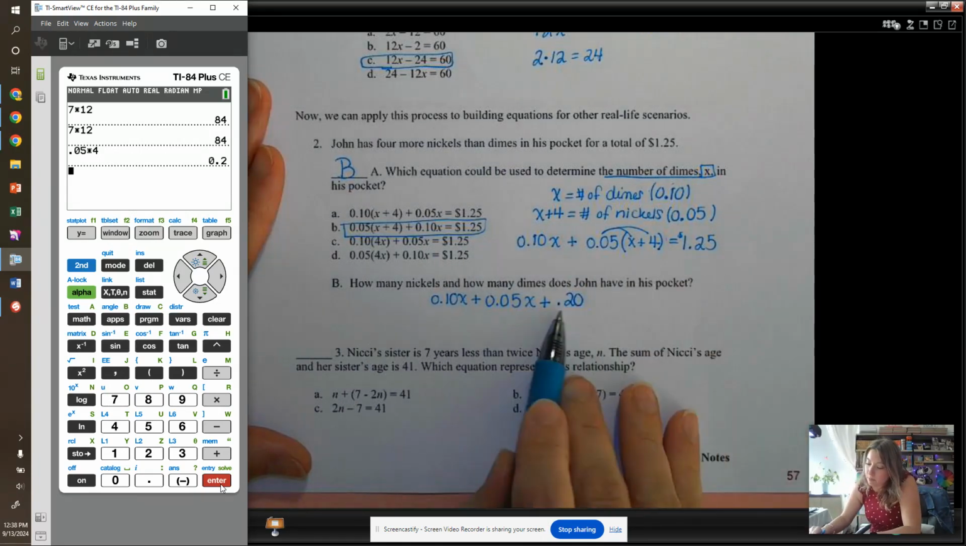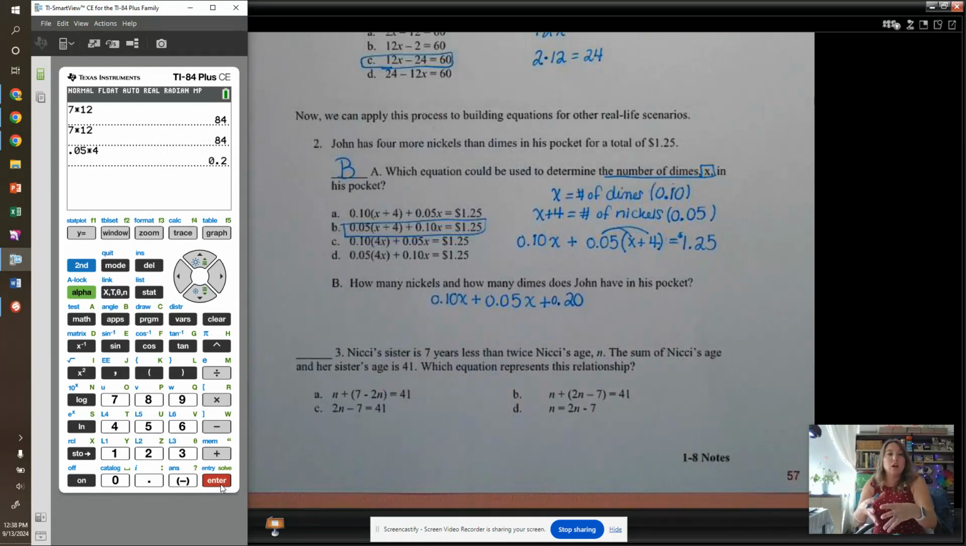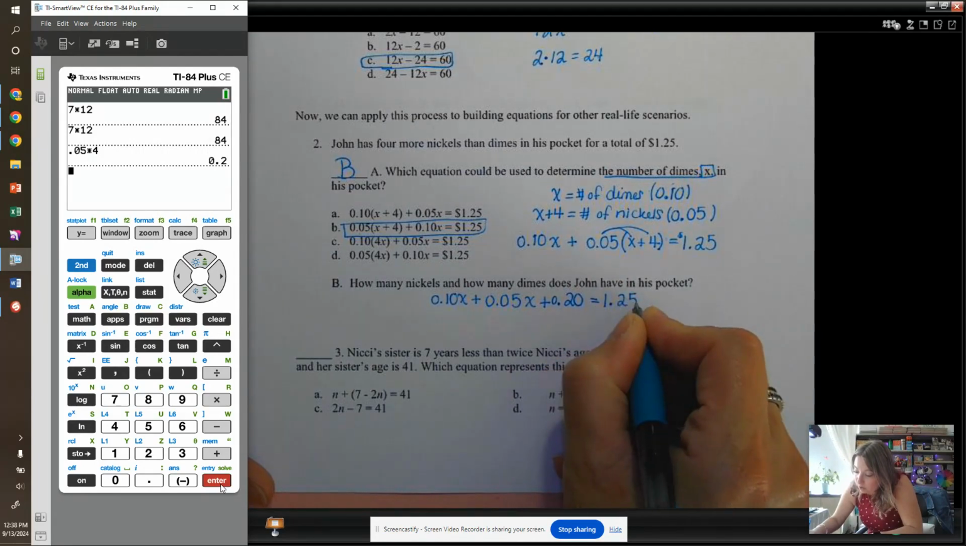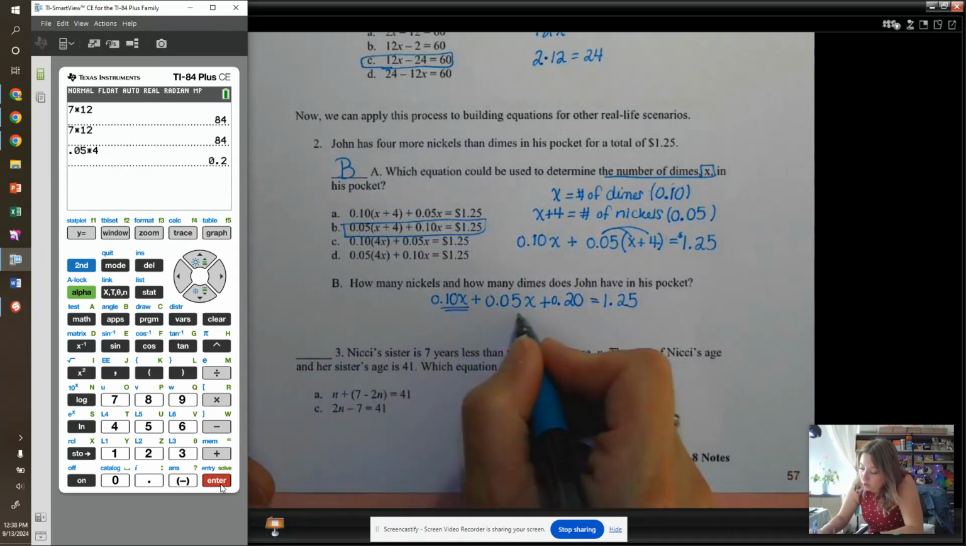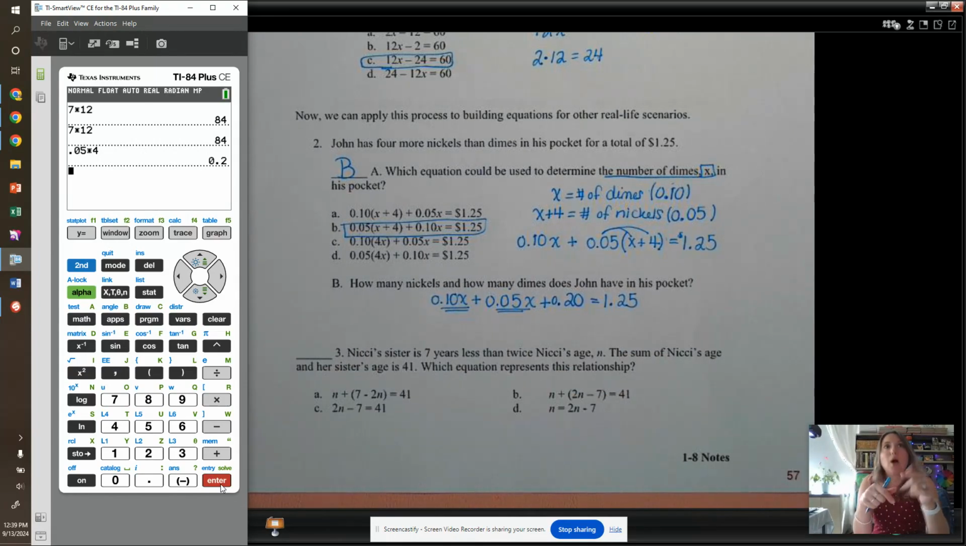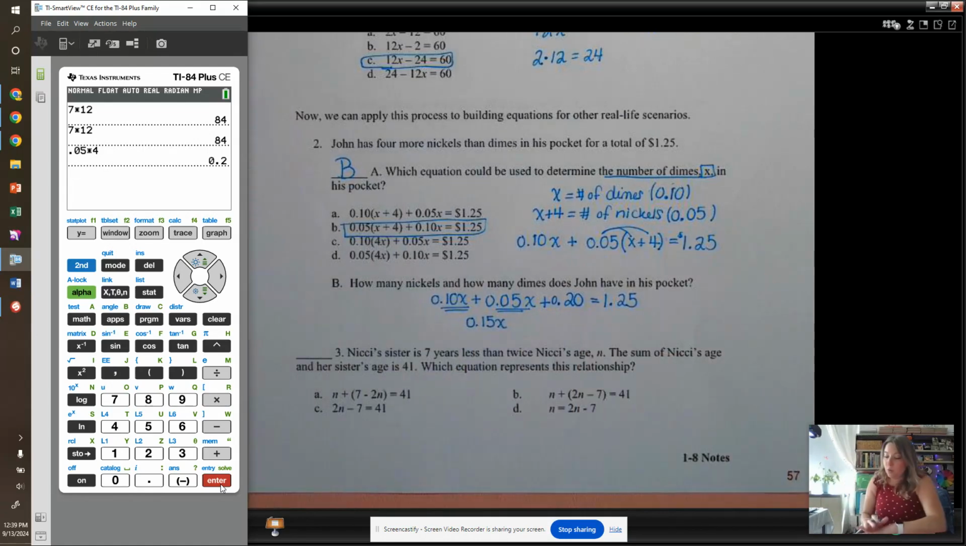So 0.20, and notice I'm keeping it this way. I'll do 0.20, so I can think of dollars and cents as I'm going, because my answer is to have $1.25. Now I'd combine like terms right here. Okay, ignore the x's for 1 second and think about 10 cents plus 5 cents. That's a total of 15 cents, right? So if we think about these decimals, it's a total of 0.15 times x when we add those up.